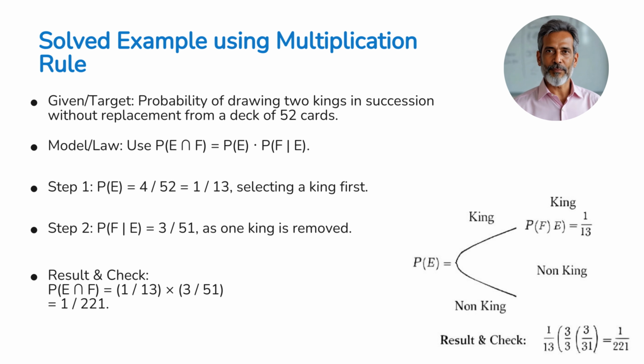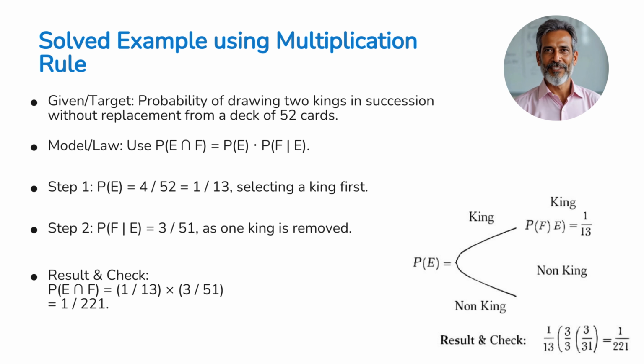Step 1. Probability of E, selecting a king first, is 4 kings out of 52 cards. So, 4 divided by 52, which simplifies to 1 over 13. Step 2. After removing one king, only 3 kings remain and 51 cards are left.